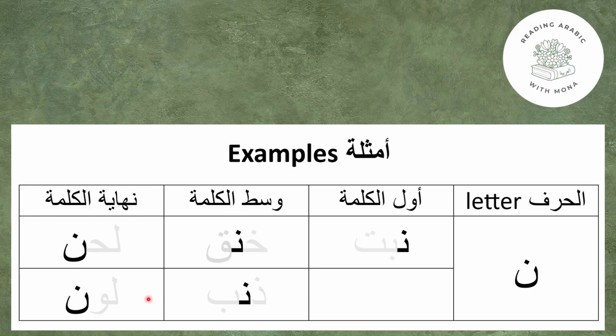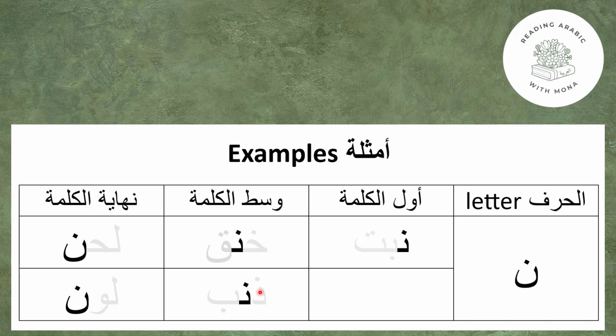Here I also put some examples of the letter Noon when it is preceded by refusing letters. Here in the middle of a word, it's as if it starts from the beginning, and here the Noon is completely isolated. Here I want to point out something.